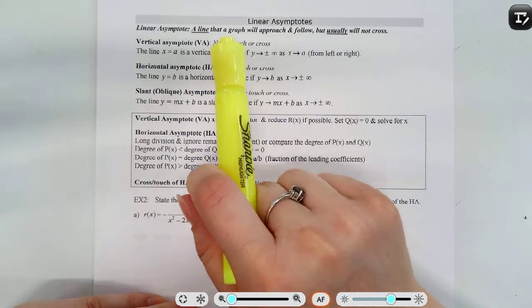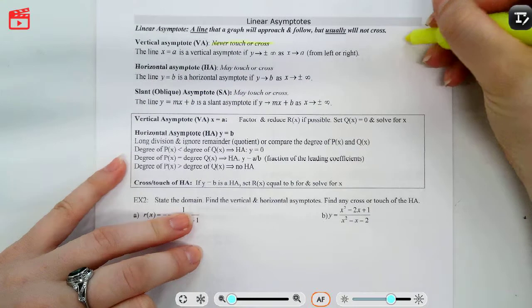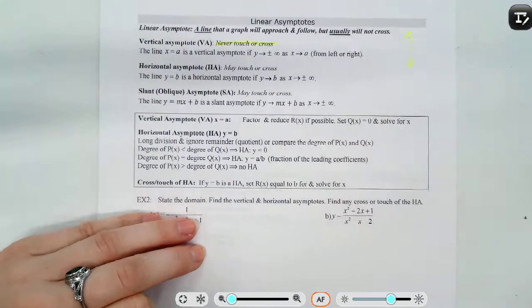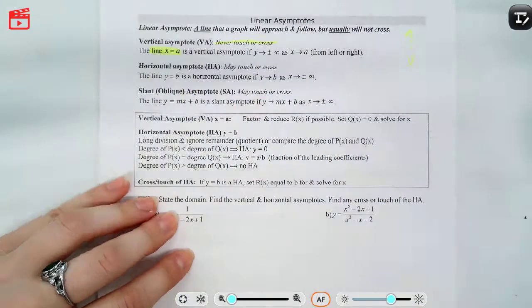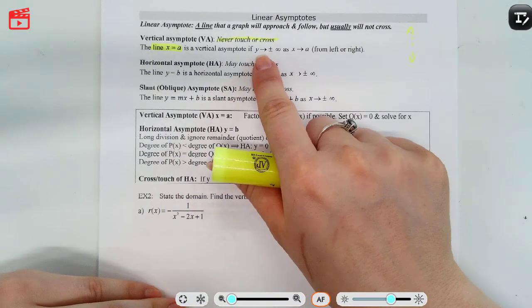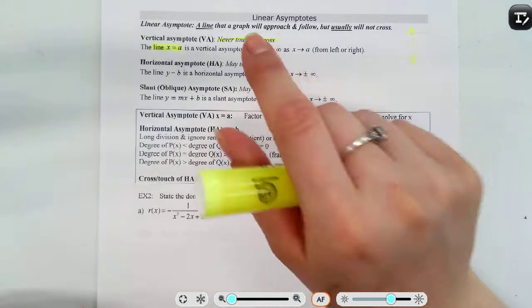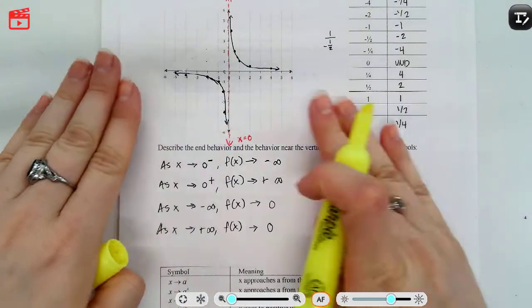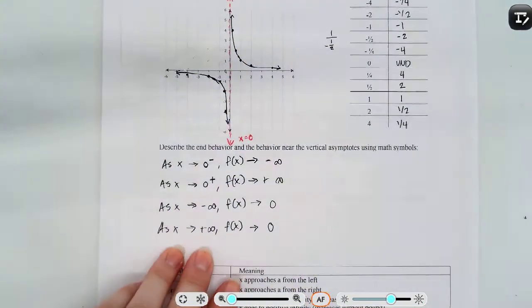So, vertical asymptotes. This is a special case. Our graph will never touch or cross these ones. It's a line, x equals a. Remember, be careful, it's a line. So when you're telling me what a vertical asymptote is, please write it as the equation of a line. It's a vertical asymptote if y is approaching positive or negative infinity as x approaches a from the left or right. Just as we saw here, as x was approaching the value of 0, my y values shot off into positive and negative infinity.